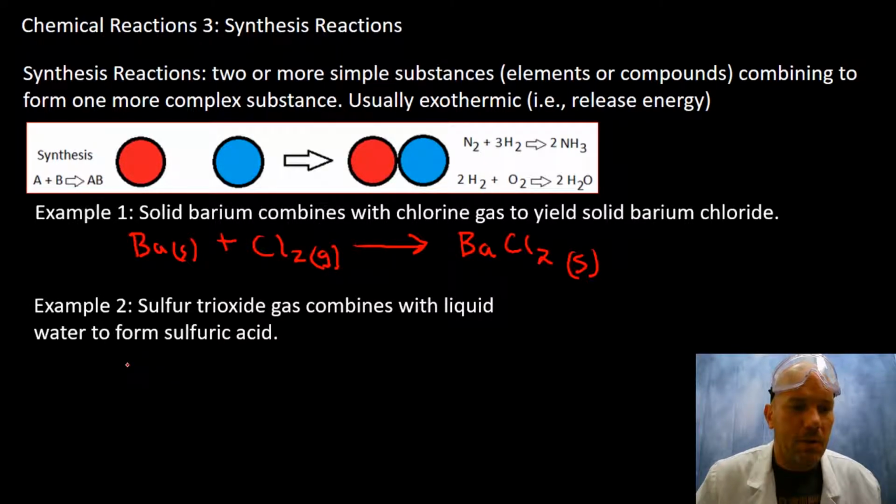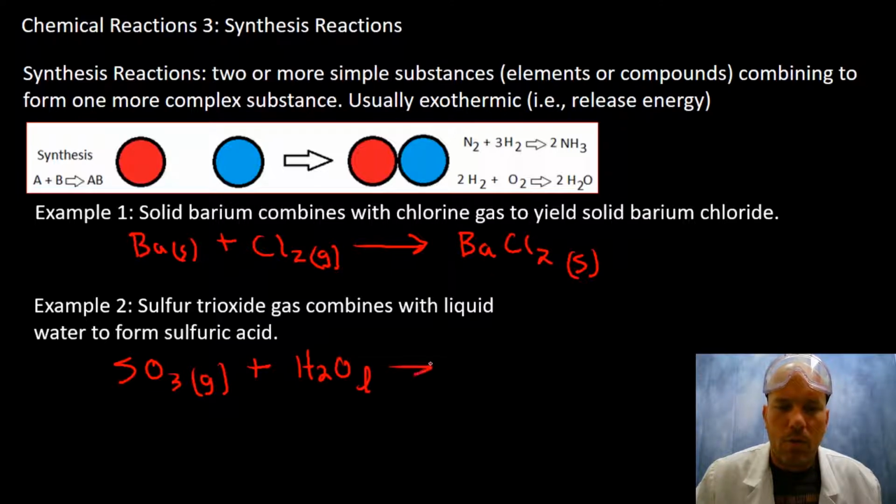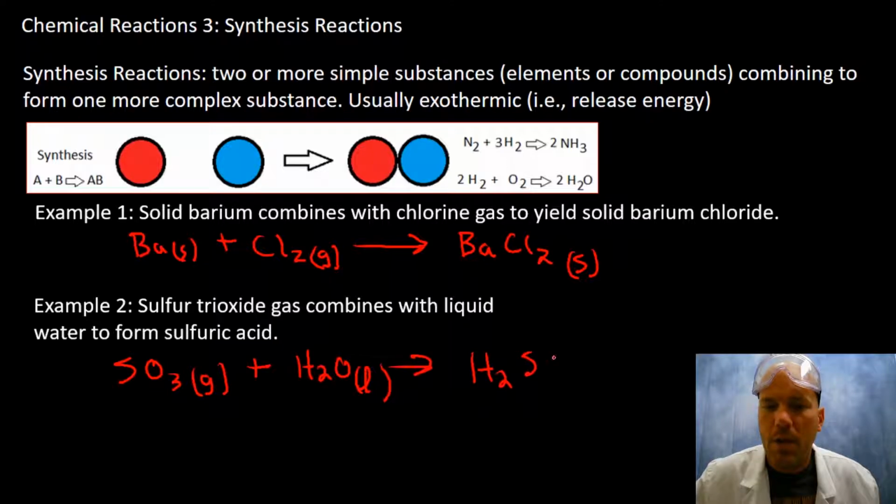In our next one here, we have sulfur trioxide gas combines with liquid water to form sulfuric acid. Ic is ate, ous is ite, and you know a polyatomic that ends in ate, that is sulfate. Now sulfate has a -2 charge. Each hydrogen is a +1, so the correct structure here would be H2SO4, and all acids are aqueous.